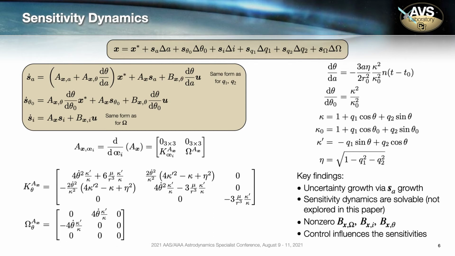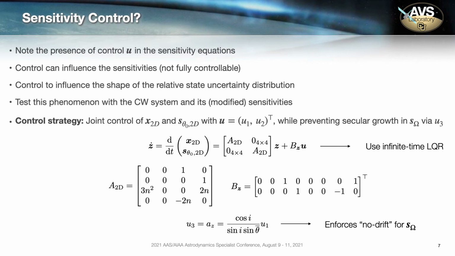The unforced sensitivity behavior is actually solvable analytically, but I didn't explore it here in this work. Due to the mismatch between the nominal and true LVLH frame, the control also influences the sensitivities. So because control influences the sensitivities, and the sensitivities yield the relative state uncertainty distribution, we have this interesting idea of controlling some aspects of the relative state uncertainty distribution in predictable ways using control of the sensitivities. So that's something we test in the paper.